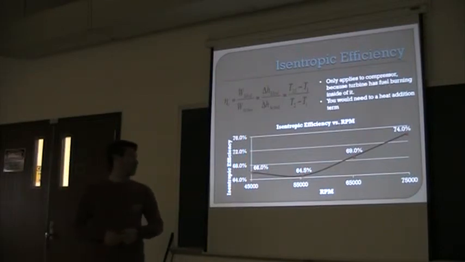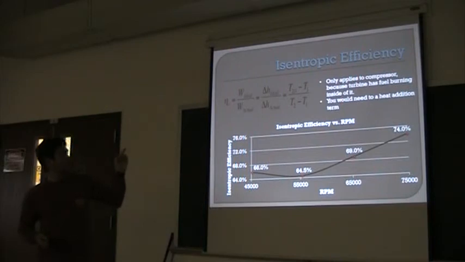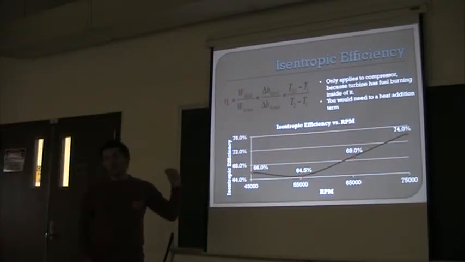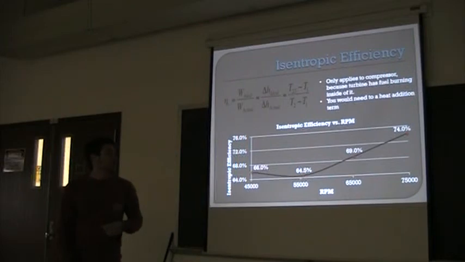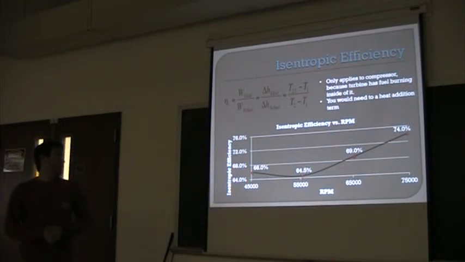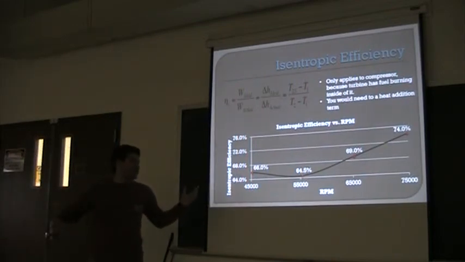Isentropic efficiency, I graphed that using our entropy equation, our temperature entropy, and our delta temperature as well. Note that this only applies to the compressor because the turbine actually has fuel burning inside of it. So you would need to add a heat addition item, and that would kind of throw off the work and everything. So I did it over the compressor. And although there's a dip there, as you can see, generally the efficiency increases with RPM.